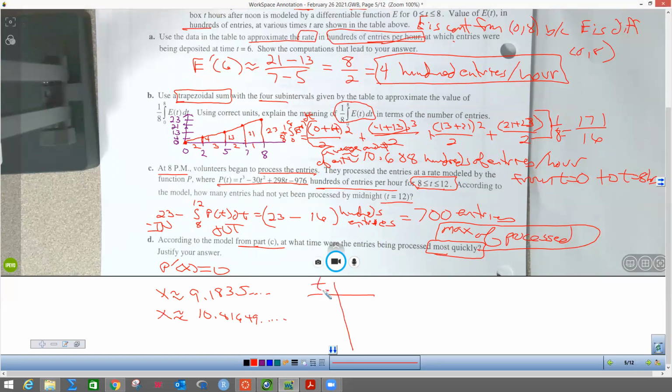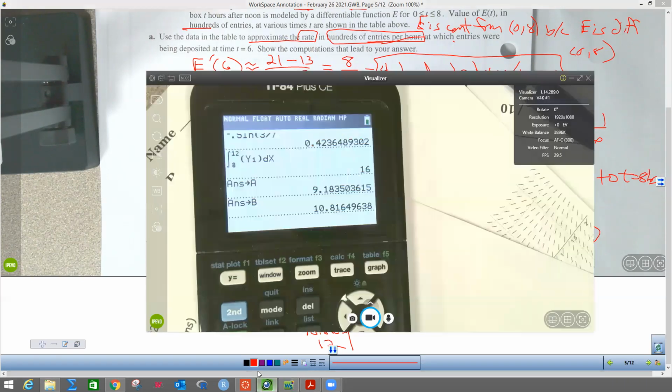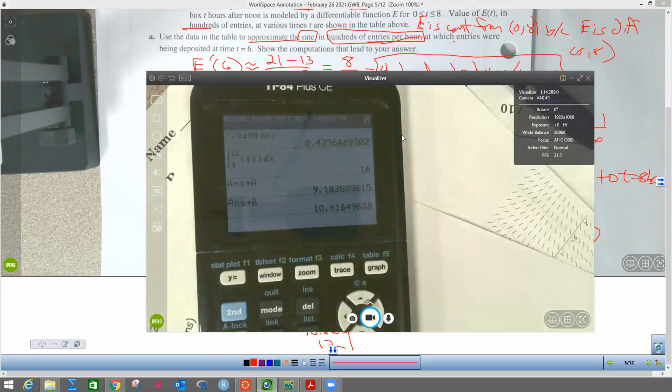So I'm going to put T for time, and P of T, and I'm going to plug in at 8, because remember, we're talking about from 8 to midnight. That's one endpoint. Then I'm going to put 1 critical point down, 9.183... because I'm not rounding that, and 10.816... because I'm not rounding that. And then I'm going to put my other endpoint 12 in there, and plug that in. So I've got my calculator right here, and I'm going to use my calculator to get those answers.